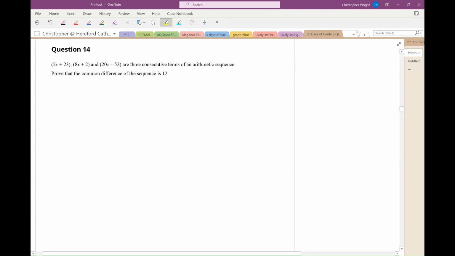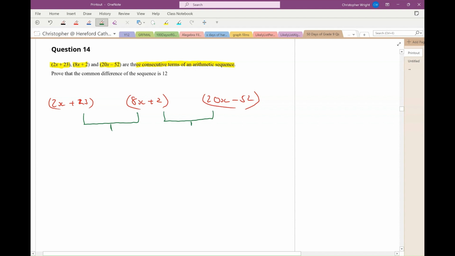Right, I've got 3 expressions here, and they are 3 consecutive terms in an arithmetic sequence. That means that 2x plus 23 is one term. The next term is 8x plus 2, and the term after that is 20x minus 52. And these are consecutive terms in an arithmetic sequence. If they're an arithmetic sequence, that means that the difference between that term and that term is the same as the difference between that term and that term. Prove the common difference is 12.